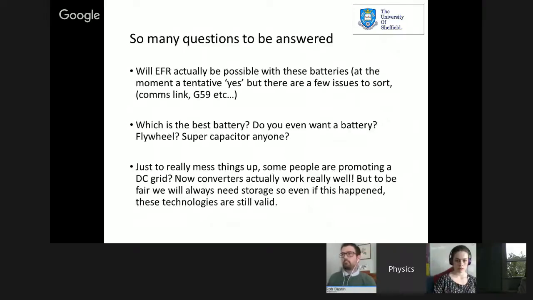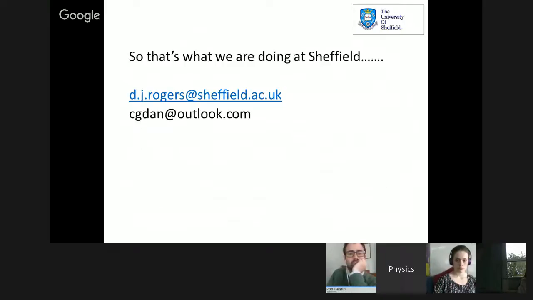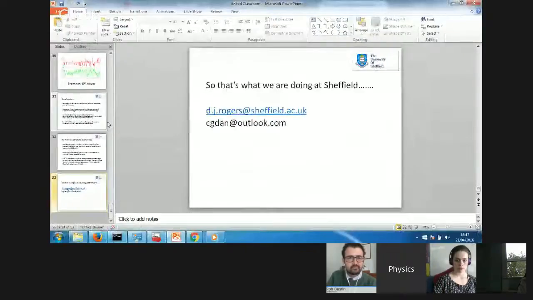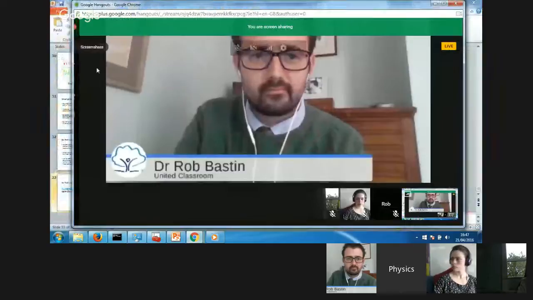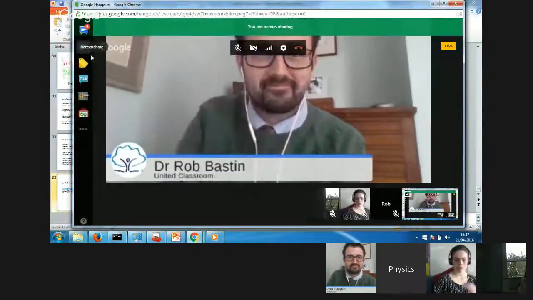So all these questions will be answered by this enormous battery system. They're not all going to be answered, but they're going to give us some pretty good insight into it. So, that's where we are at the moment. And that's me. I'm now going to attempt to minimize this and go back to not screen sharing. It's thinking. And there you go.